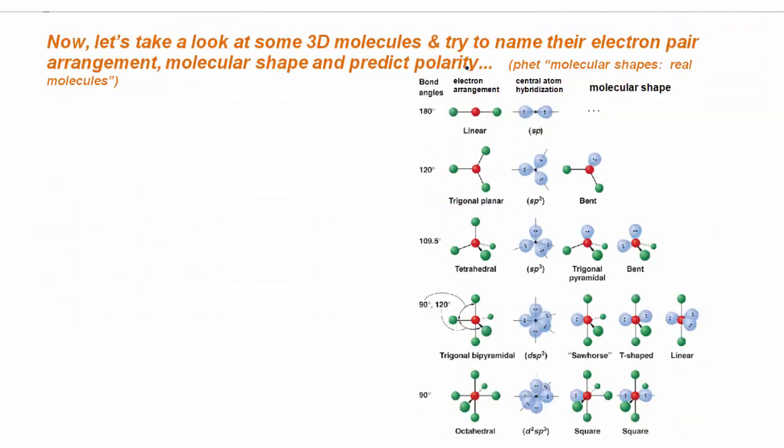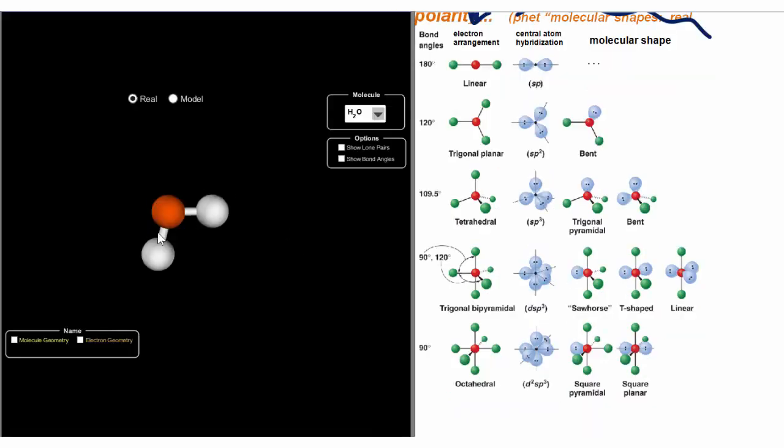Recall in our valence shell electron pair repulsion theory, we had an electron pair arrangement and then we had all these molecular shapes. So let's take a look at a few real molecules and see if we can predict not only the molecular shape, but also whether the molecule is polar or not. Let's start with water. What is the molecular shape of water? Definitely bent.